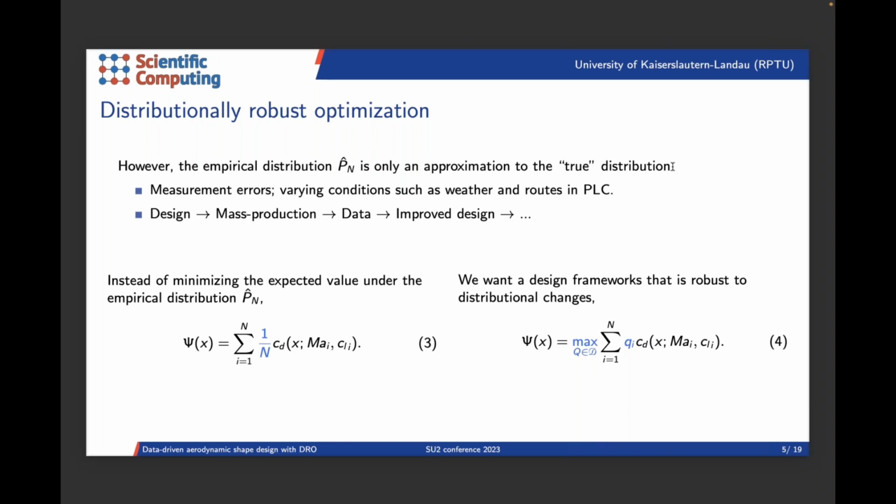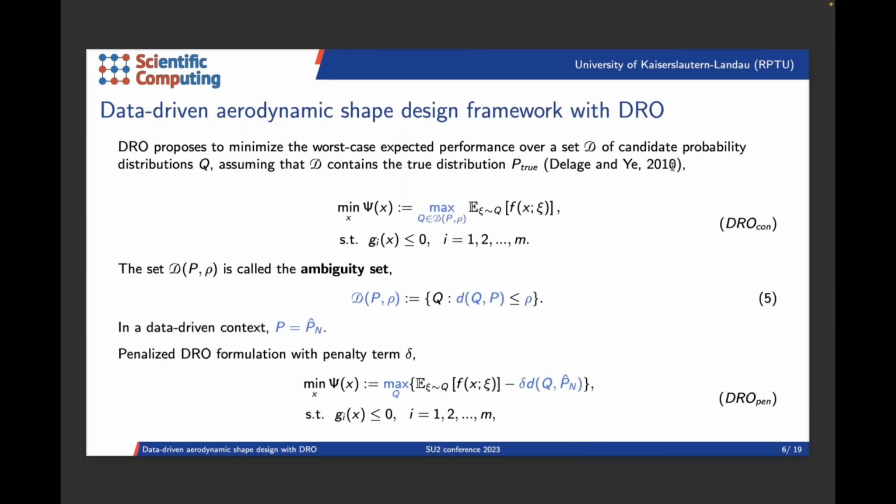So you see here we have a maximization problem over a set of distributions. So this set somehow represents the possible changes in distribution. So this framework is called distributionally robust optimization. And let's formalize this idea. So DRO proposes to minimize the worst-case expected performance over a set D, the D we had before, over the set D of candidate distributions Q. Assume that this set D contains the true distribution. So important, of course, is how we can define it.